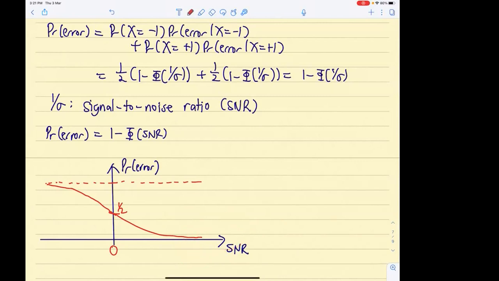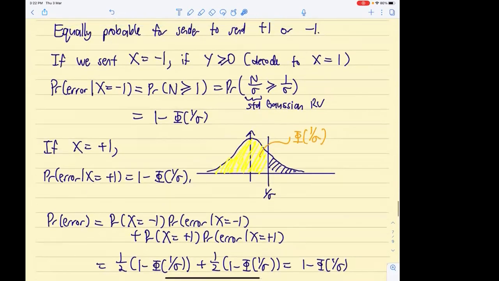All right. So for example, if your signal to noise ratio is 1 here, then this point here is 1 minus phi 1, which turns out to be 0.1587. But usually we operate with a pretty high signal to noise ratio here. We don't like a probability of error of 16%. Understand? You understand this example?